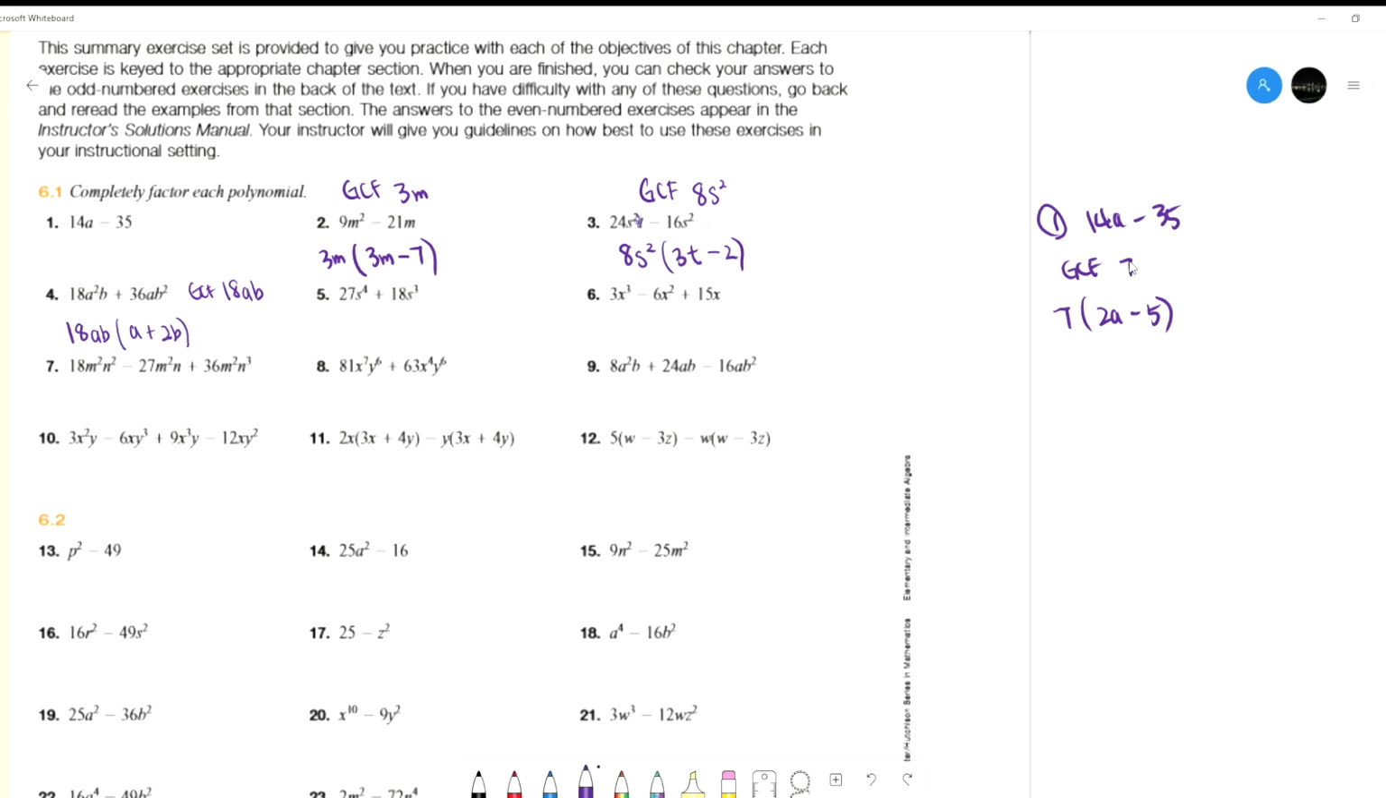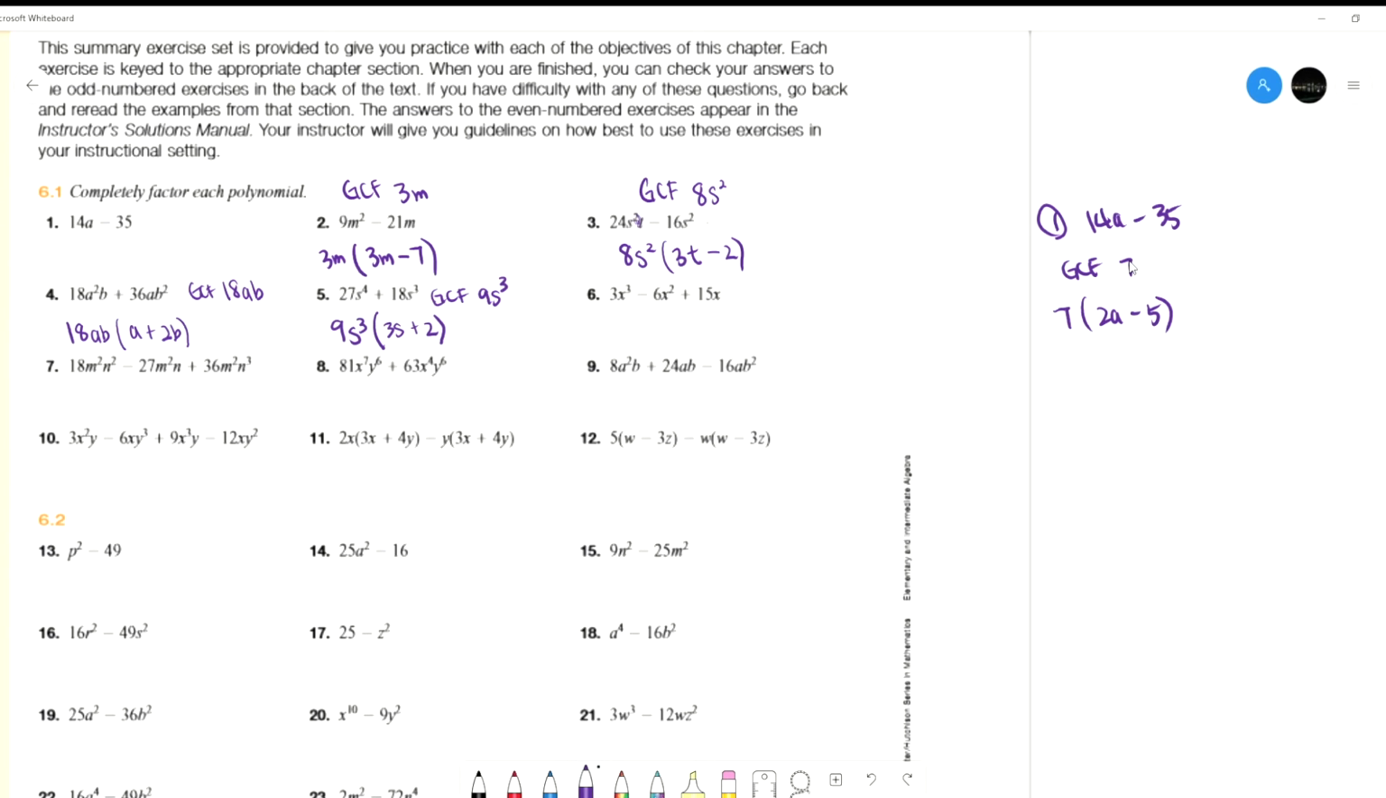Alright, number 5. I see that there is a 9 that divides into both of these, and an s cubed. So for this one, I see GCF 9s cubed. That's the lowest exponent for s. So we factor out 9s cubed, and then we have what? 3s for the first term, and then plus 2 for the second term. Alright?